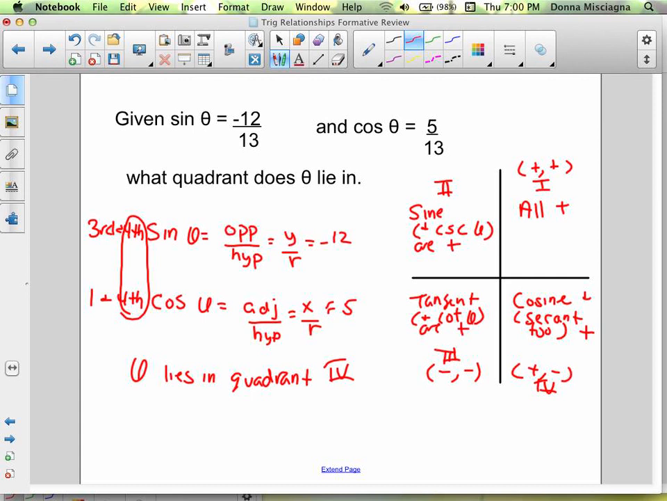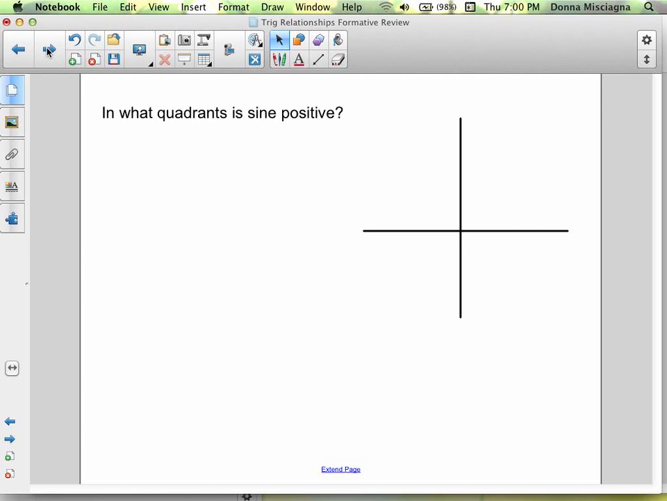All right, so you can remember it that way, or you can just think about the signs for x and y. All right? R is always positive. X and y can be positive or negative. X is always the adjacent side. Y is always the opposite side. All right? I think I have one more that looks at sine and figuring out what quadrant.